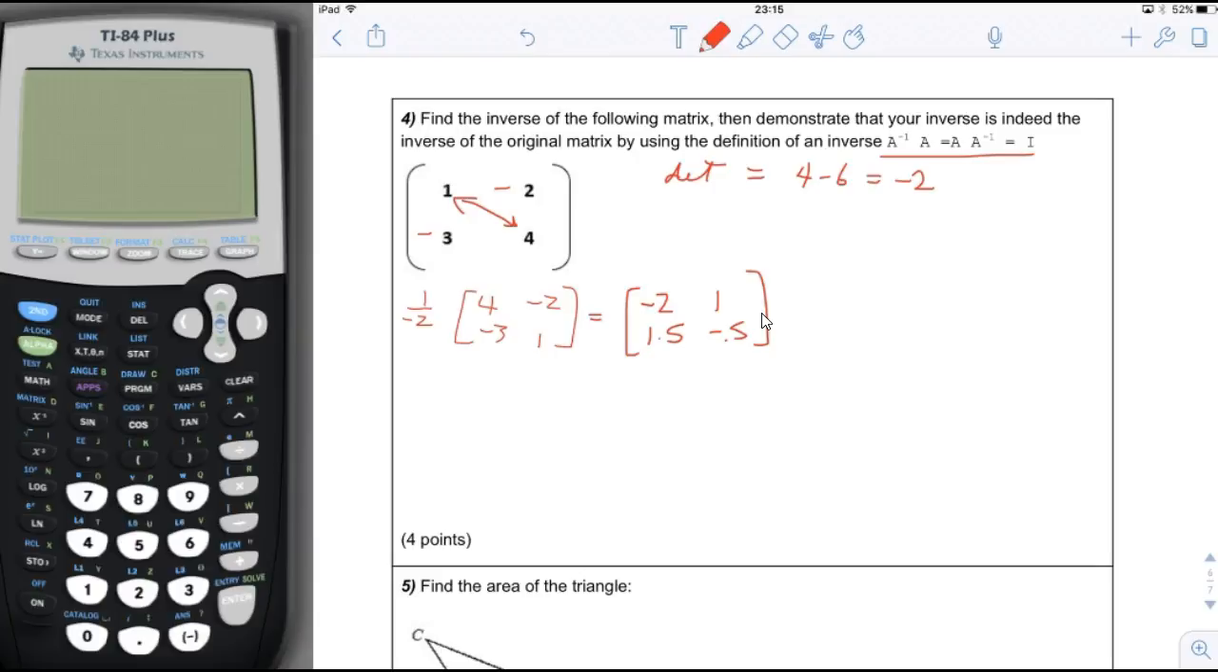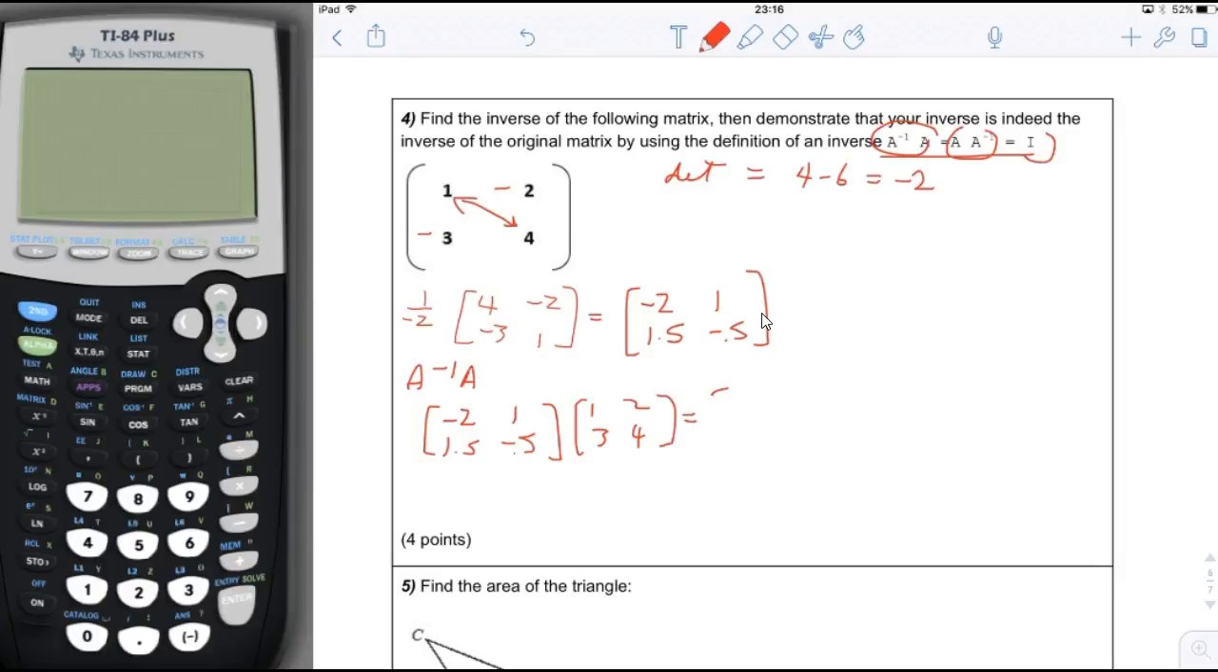Now, it says to use the definition of an inverse, which is A inverse times A, and multiply them together to make sure you get the identity matrix. Okay, well, let's see if that works. So first I'm going to take A inverse times A and see if that multiplies together to get the identity matrix. So first I'm going to write negative 2, 1, 1.5, negative 0.5. I'm going to multiply that times 1, 2, 3, 4.